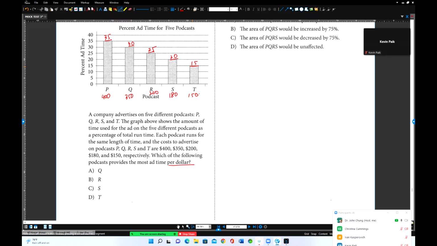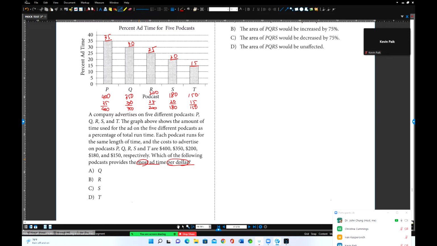So every dollar is how much? 35 over 400. P equals 35 over 400, right? So for $1, it's 35 over 400, and 30 over 350, and 25 over 200, and 20 over 180. That is time per dollar, okay? So 15 over 150. The most one.